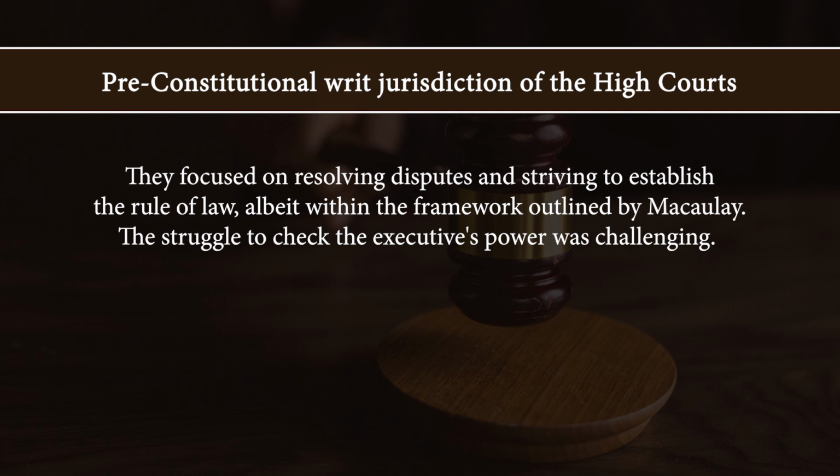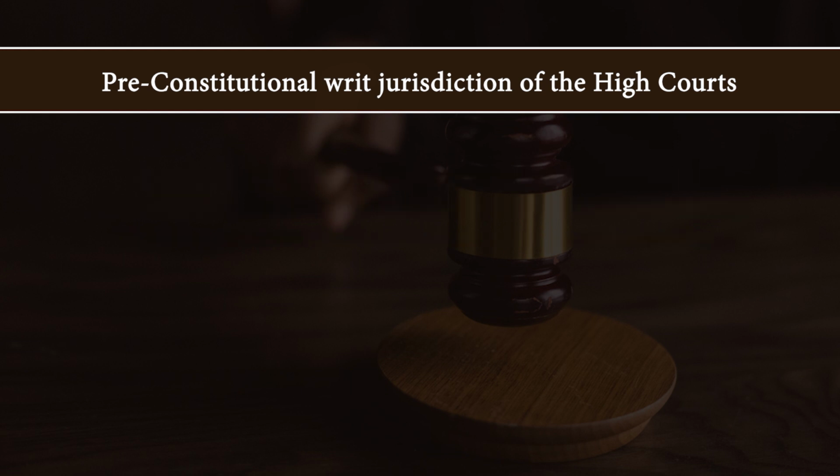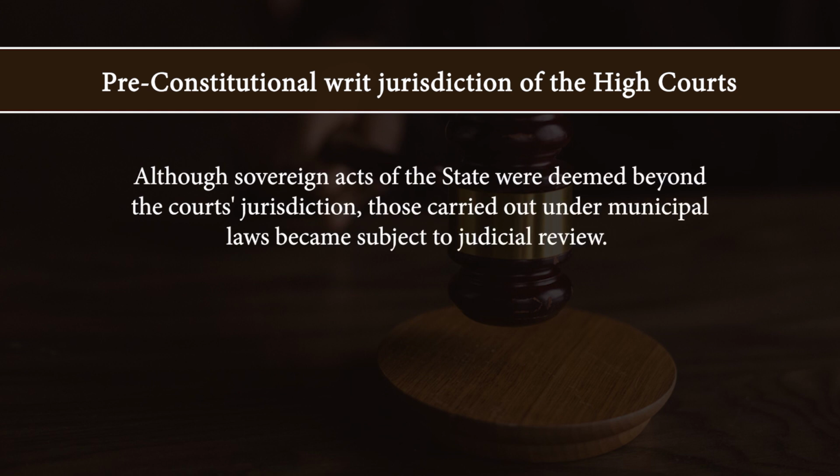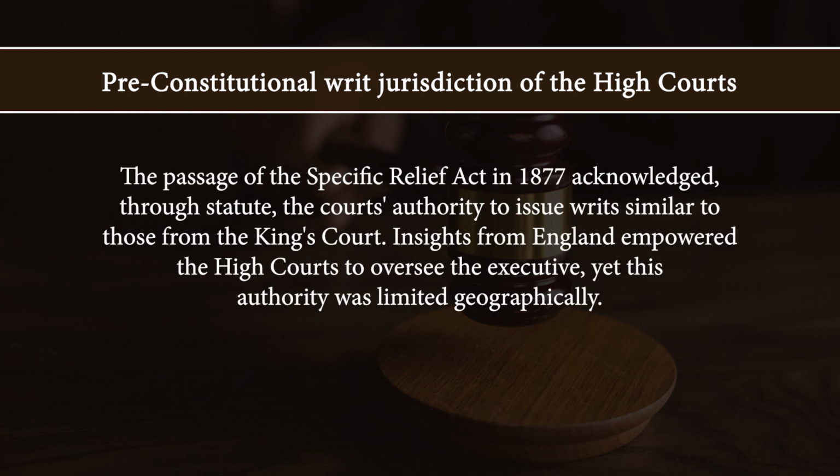The struggle to check the executive power was challenging. Although sovereign acts of the state were deemed beyond the court's jurisdiction, those carried out under municipal laws became subject to judicial review. The passage of the Specific Relief Act in 1877 acknowledged through statute the court's authority to issue writs similar to those from the King's Court. Insights from England empowered the high courts to oversee the executive, yet this authority was limited geographically.